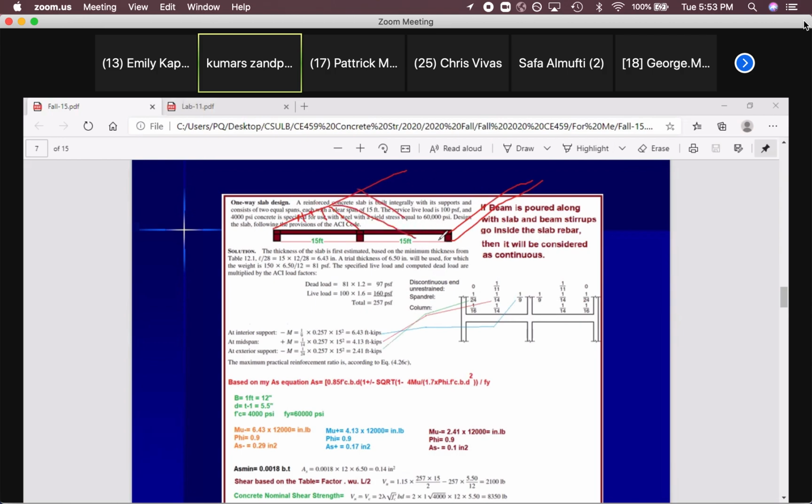You have 257 pounds per any square foot, meaning 1 foot by 1 foot, you have 257 pounds. Another 1 foot by 1 foot, you have 257. Another 1 foot by 1 foot, you have 257. That's pounds per square foot. But because I want to design this and make it easier, I will go with 1 foot of this. So for 1 foot by 1 foot, you have 257. You have 257 per foot because I consider 1 foot in our calculation. So this one times 1 foot, you will get 257 pounds per foot.